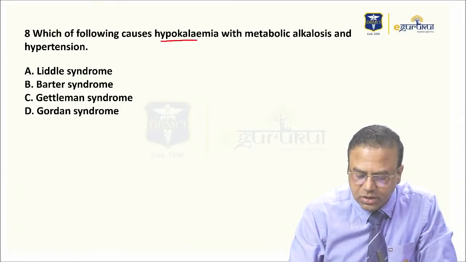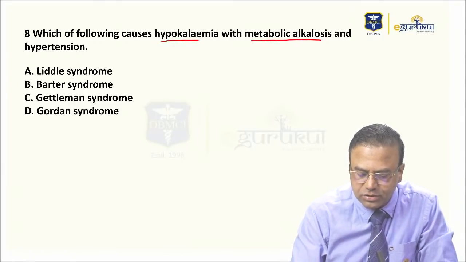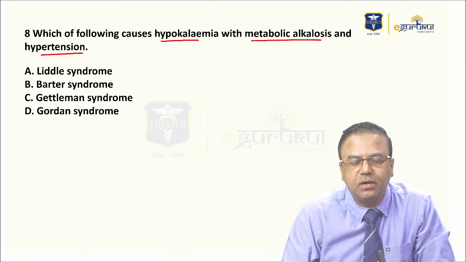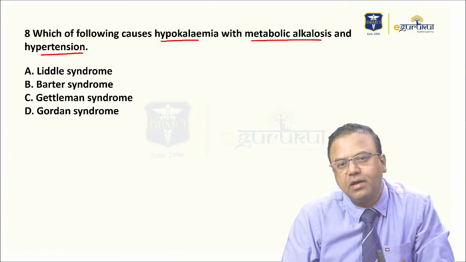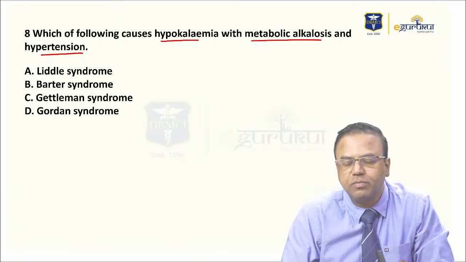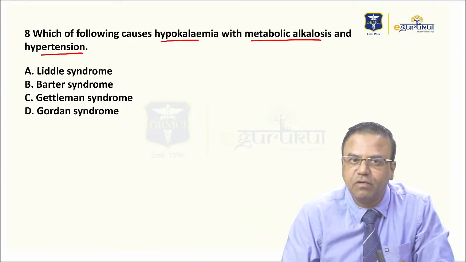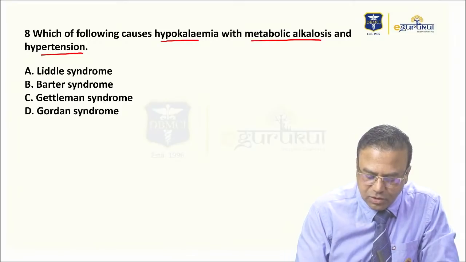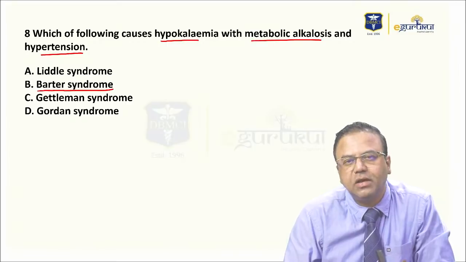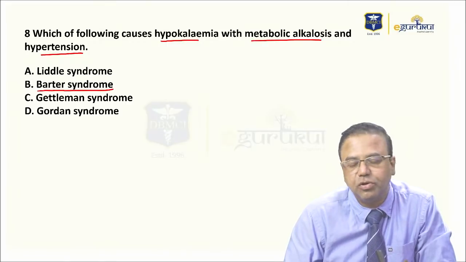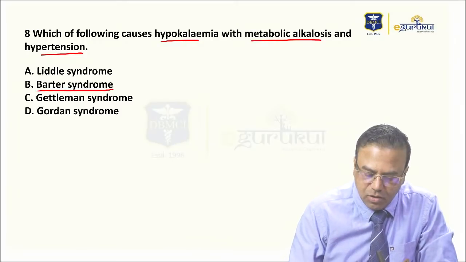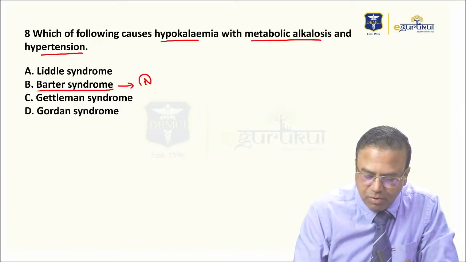Which of the following causes hypokalemia with metabolic alkalosis and hypertension? Whenever you see these channelopathies that they ask in renal, you should have a broad concept of in what conditions you'll get hypertension and what conditions you will not. First of all, it's very easy to tell that Bartter syndrome, which they've been repeatedly asking in our exam, is a condition where the blood pressure is considered to be normal. So this doesn't come with hypertension.